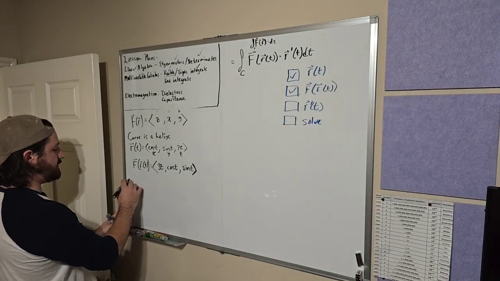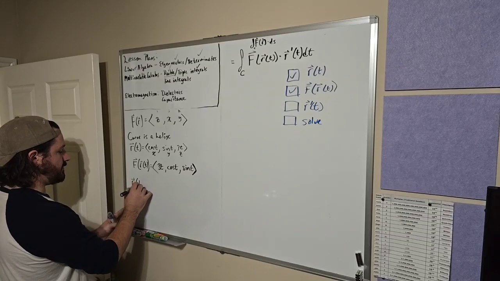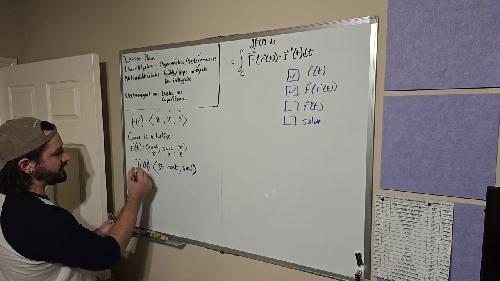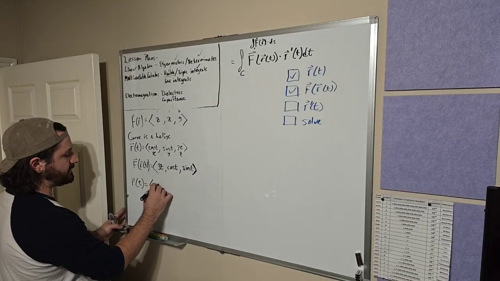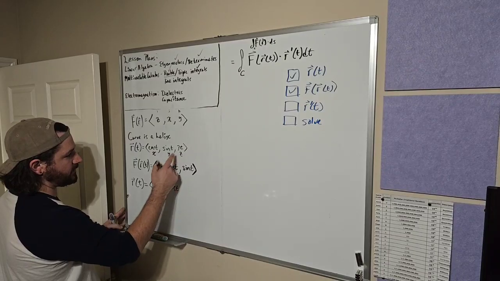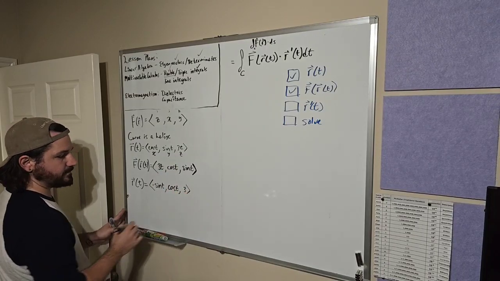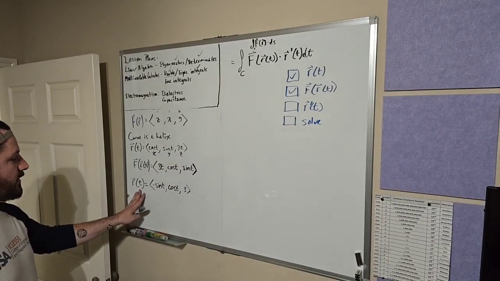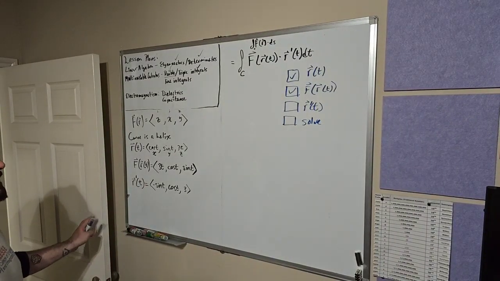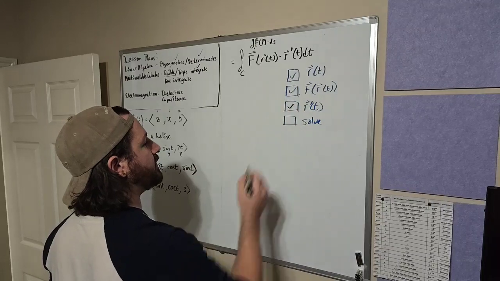So r prime of t is just going to be the derivative of our parameterized position function. The derivative here with respect to t is just going to be negative sine of t. And the derivative here is just going to be cosine of t. And the derivative here is 3. Alright, so that's r prime of t. Good. Now we have r prime of t. Now we can plug everything in and solve.